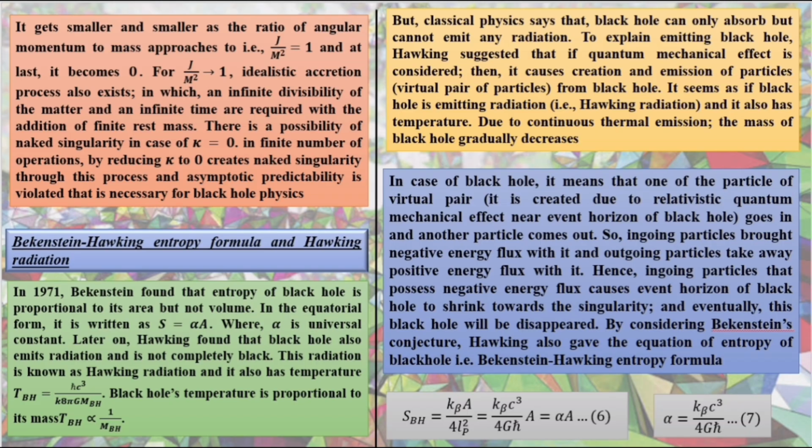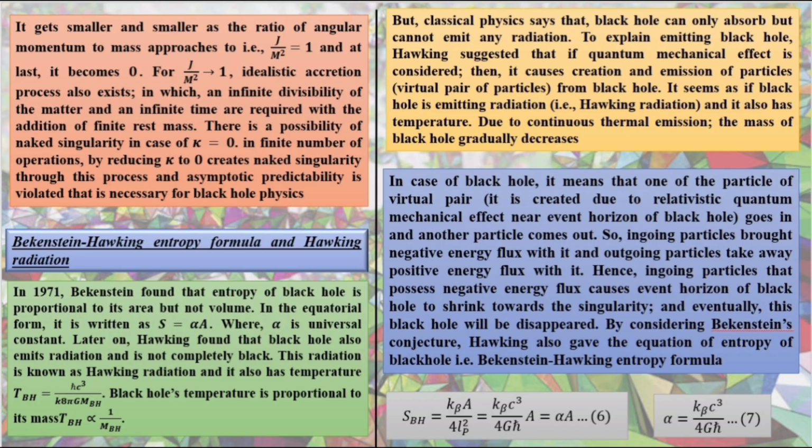Due to continuous thermal emission, the mass of the black hole gradually decreases, which is the cause of information loss in the end. In the case of a black hole, it means that one particle of the virtual pair that is created due to relativistic quantum mechanical effects near the event horizon of the black hole goes in and another particle comes out. So the ingoing particle brings negative energy flux with it into the black hole, while the outgoing particle takes away positive energy flux outside the event horizon. So the ingoing particles that possess negative energy flux cause the event horizon of the black hole to shrink towards the singularity, and eventually this black hole will disappear.